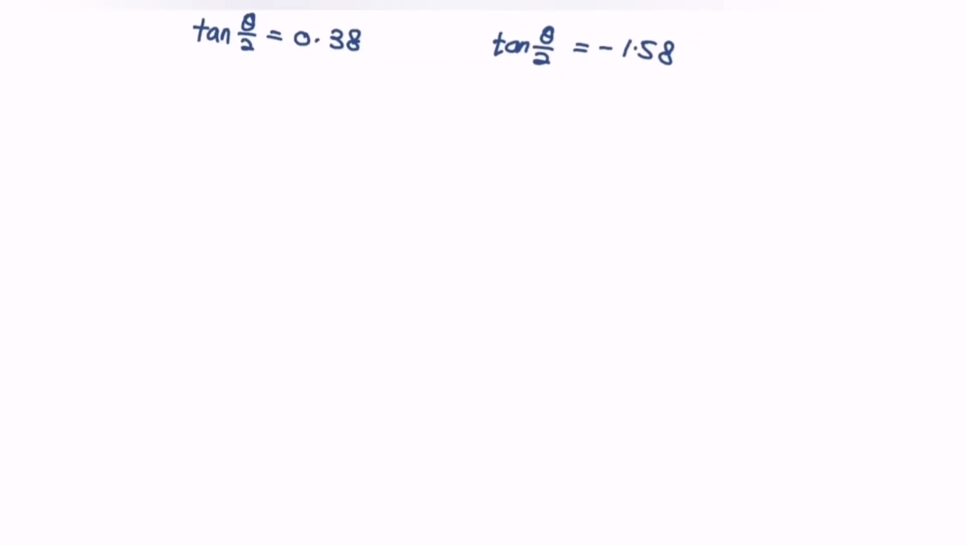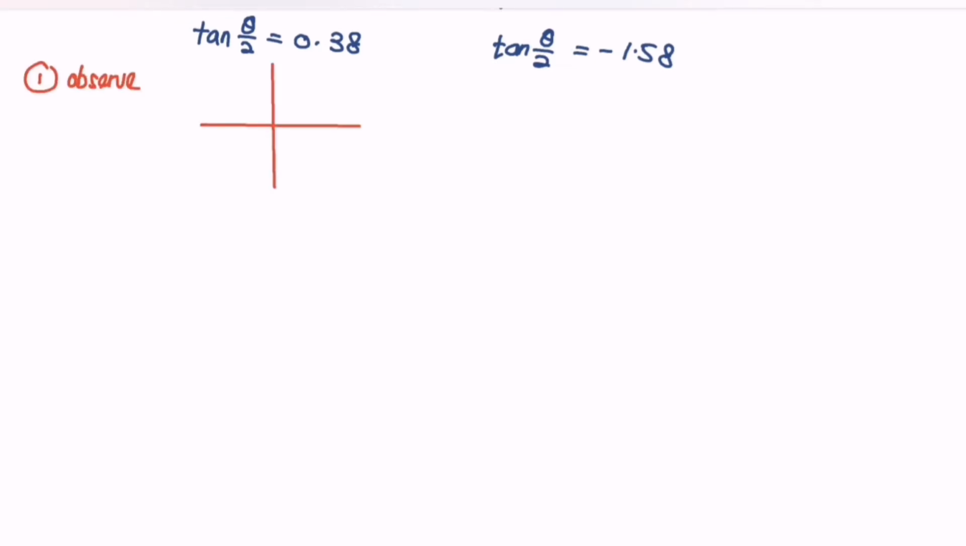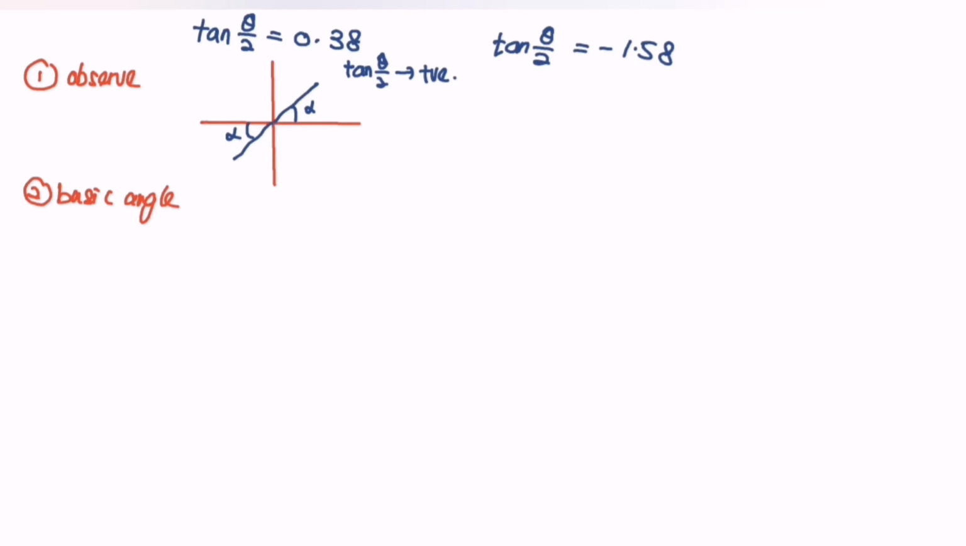So now we will proceed to the second part, which is looking for the theta. So step number 1 is to observe. So now we have tangent theta over 2 positive. So it will be located in the first quadrant and the third quadrant where we have the basic angle. Second step, we are going to determine the basic angle. So given that tangent theta over 2 is equals to 0.38, so theta over 2 is equals to 20.81 degree, which is the basic angle.